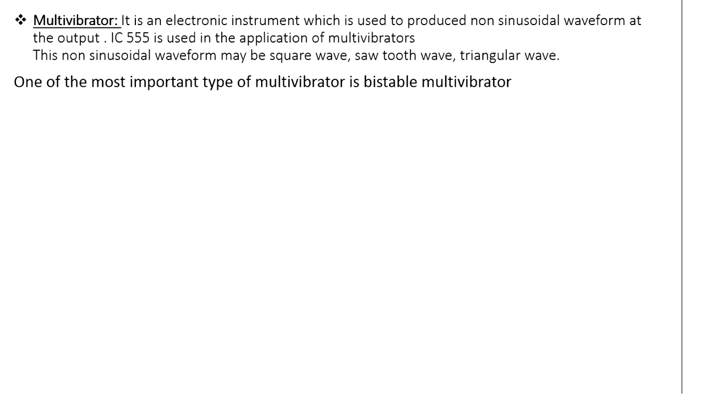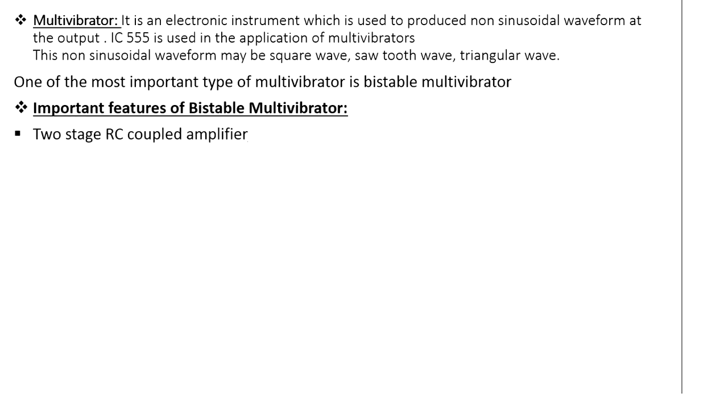The only difference is that nowadays the bistable multivibrator is manufactured with the help of PN junction diodes rather than vacuum tube diodes, because the PN junction diode is more preferable as compared to vacuum tube diodes. Now let us move towards the important features of the bistable multivibrator. The first most important feature is that it consists of a two-stage RC coupled amplifier, meaning that the output of one amplifier is the input of the second amplifier, just like in cascaded amplifier systems.